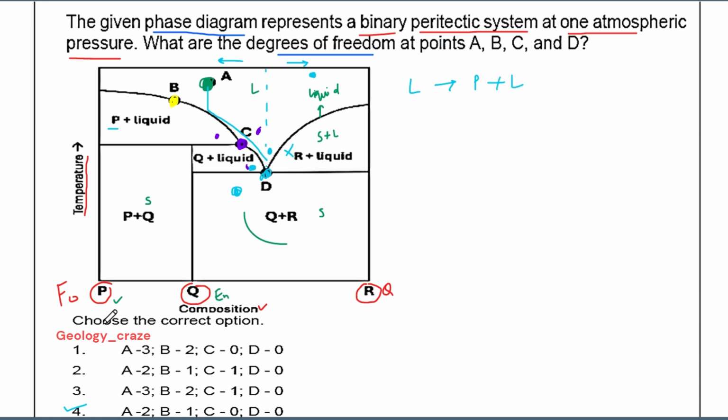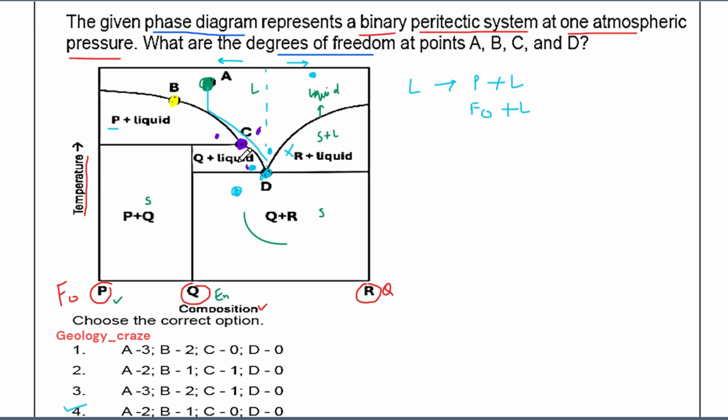Okay, this P means phosphate, so we get phosphate plus liquid, where the phosphate is forming at this place. Now our temperature is getting decreased, and we will move along this curve, the liquid curve, until we reach point C.